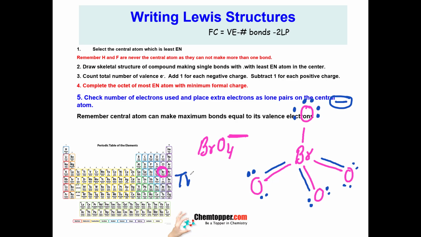Check total valence electrons. Br is 7. Oxygen is 4 times 6. And then this minus means plus 1. So I'm sure it's 32, right? It's 32.